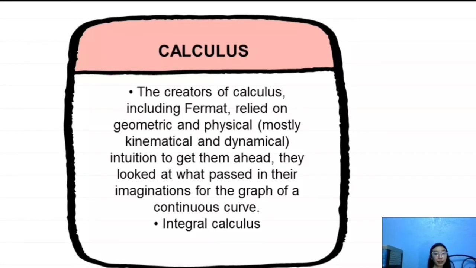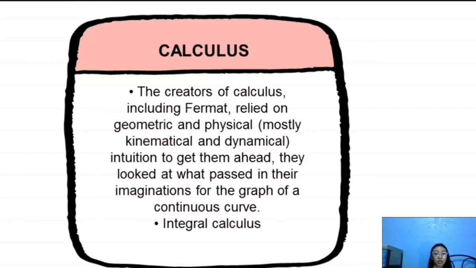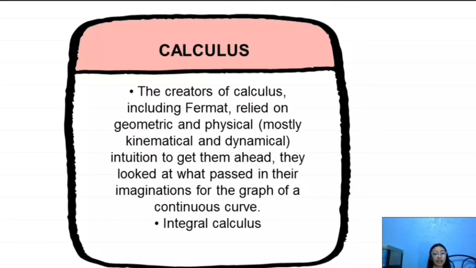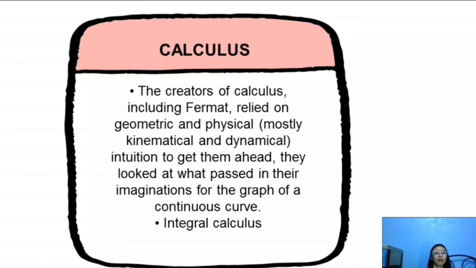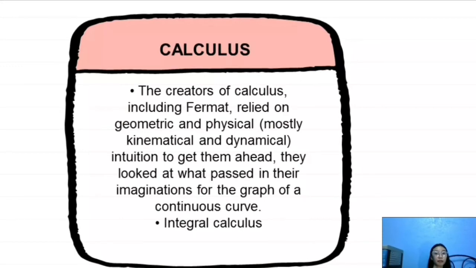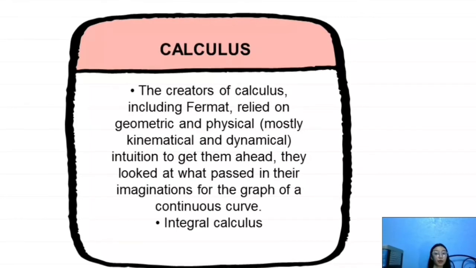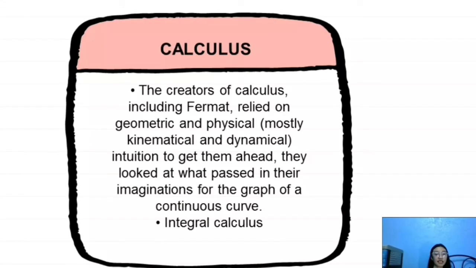The creators of calculus, including Fermat, relied on geometric and physical, mostly kinematical and dynamical, intuitions to get ahead. They looked at what passed in their imaginations for the graph of a continuous curve. Fermat contributed to the development of calculus through his work on the properties of curves. He found the areas bounded by these curves through a summation process. We now call this a process of integral calculus.